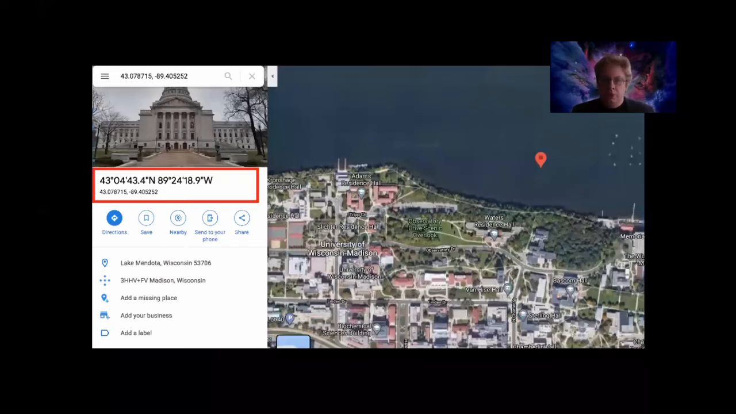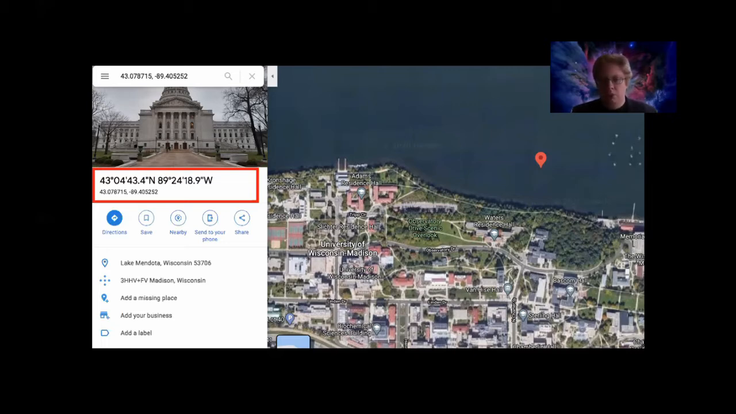So anywhere on Earth, I can specify with 2 numbers, the latitude and the longitude. If I chose this particular place right in the lake outside of the UW campus, that particular spot in the lake is given by these particular numbers: 43.078715 degrees north precisely, and 89.405252 degrees west. So anywhere on the Earth, we can specify coordinates with just those two numbers.